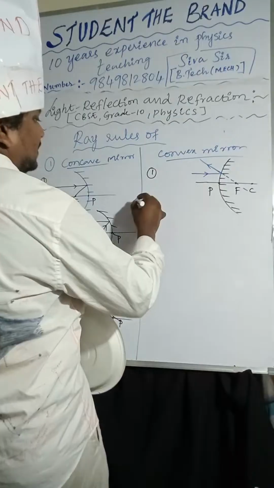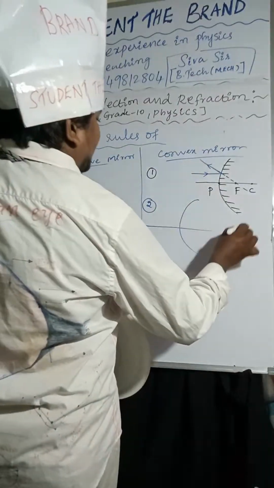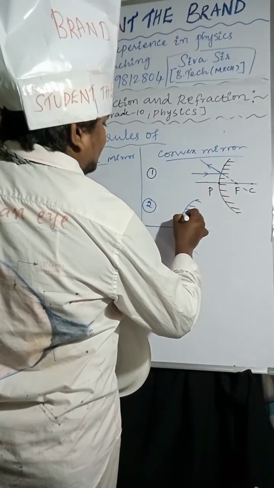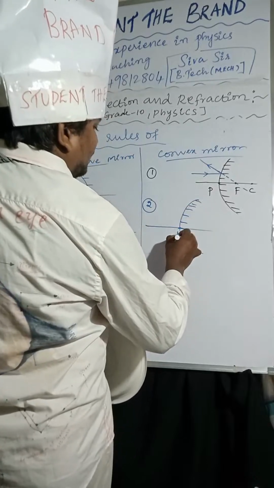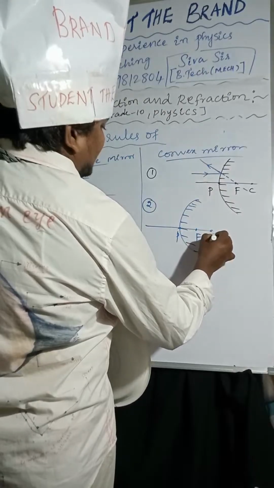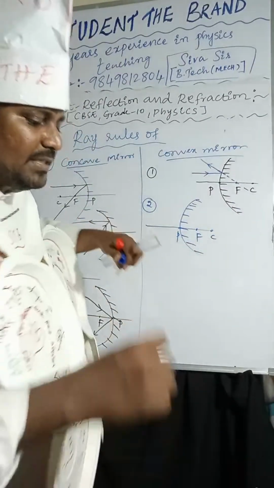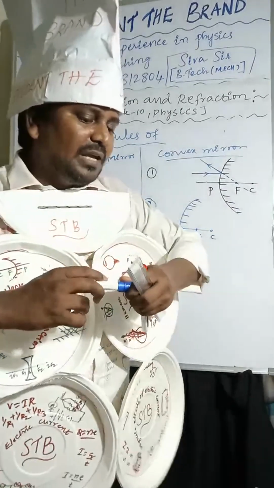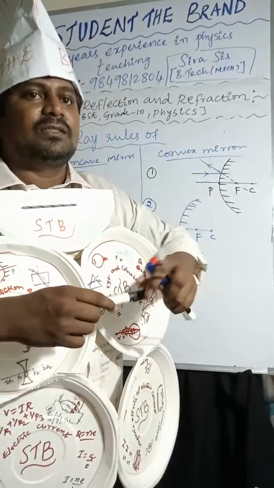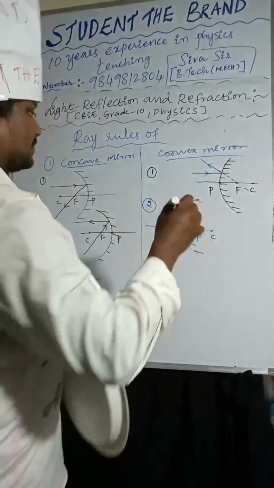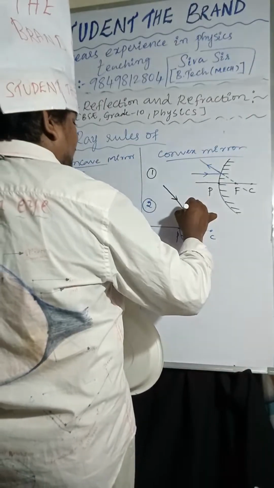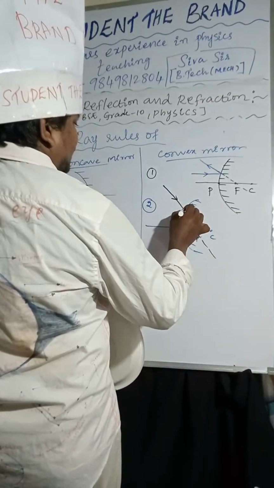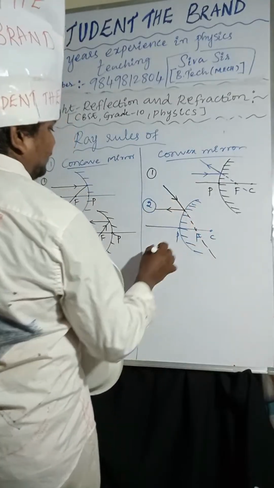Second one is if the light ray is passing through the center of curvature. So here I am taking pole, focus, center of curvature. If the light ray is passing through the focus, so after reflection it passes towards infinity.